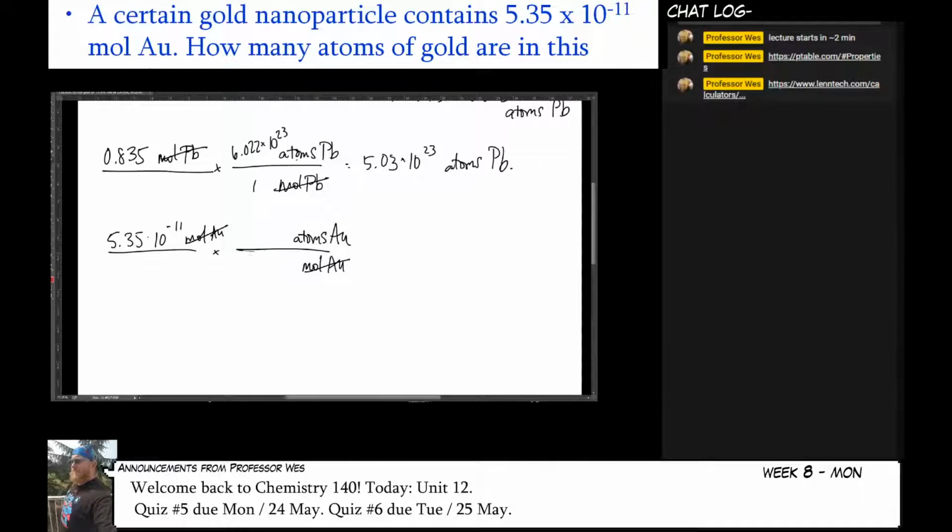All right, how many gold atoms are in here? Well, in 1 mole, there are still Avogadro's number. So this is exactly the same type of problem. When we punch it in the calculator, I get 3.22 times 10 to the 13. So even though it's a nanoparticle, it's super, super tiny, it still has trillions of atoms in it. Which is kind of ridiculous when you think of it that way.